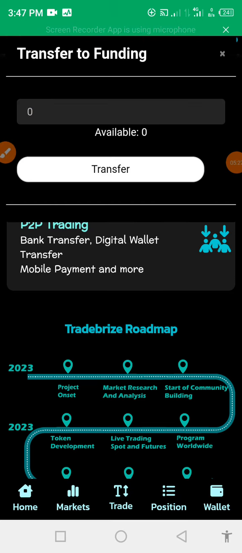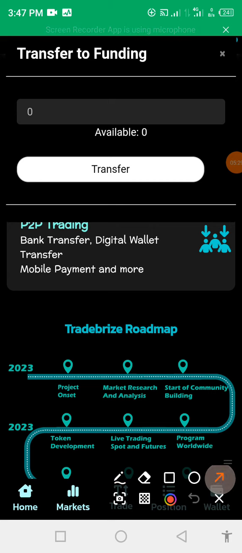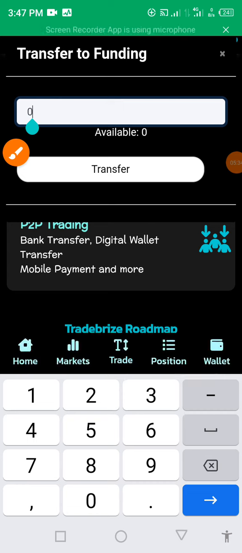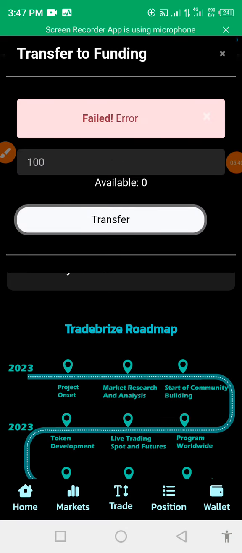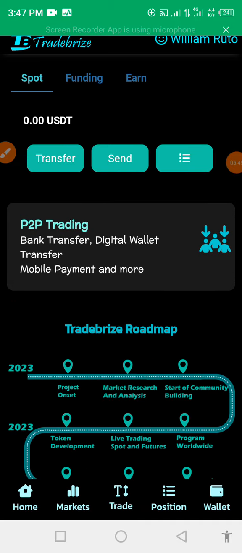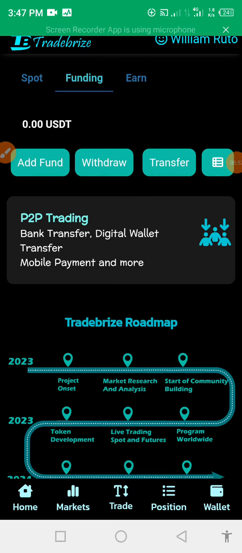You will write your amount here, let's say $100. Then you click on transfer. For now, I don't have anything, that's why it shows a failed error. But after you transfer it, after some time, like 1 hour, you'll get it in funding. After you get inside funding, you will get your money which you transferred from the spot.